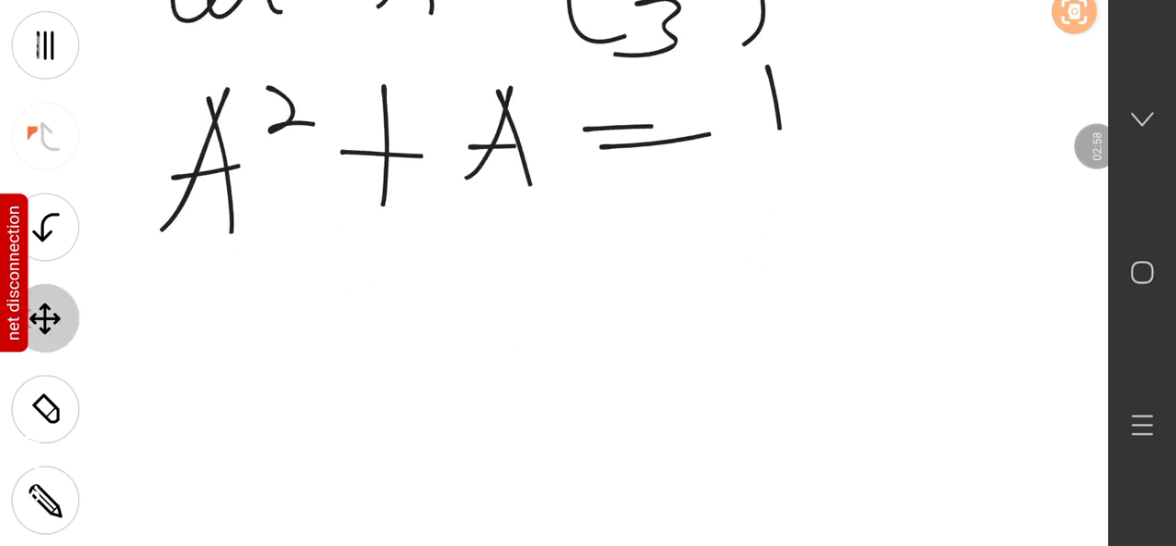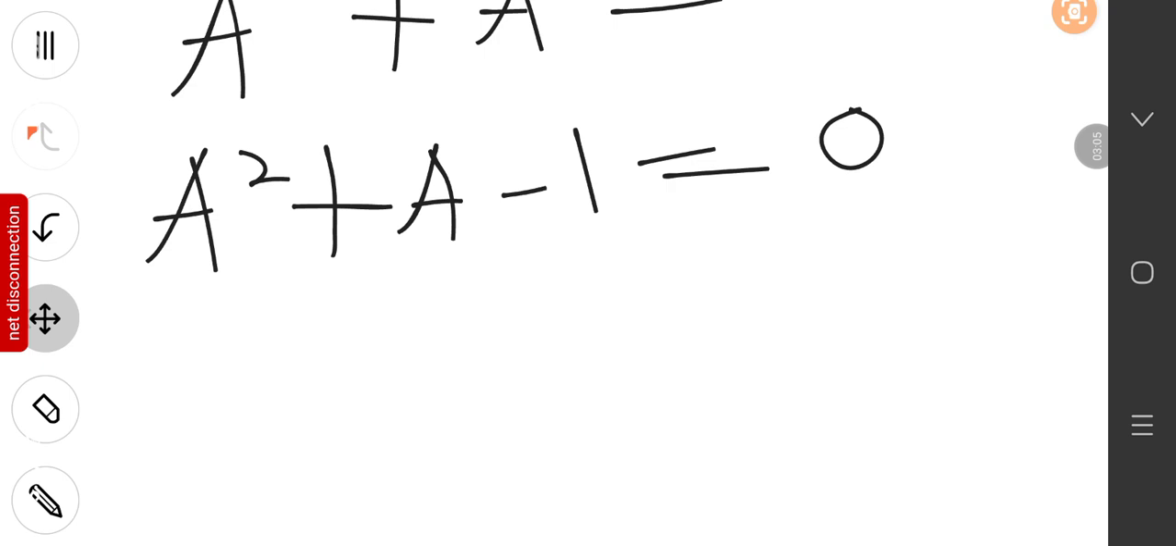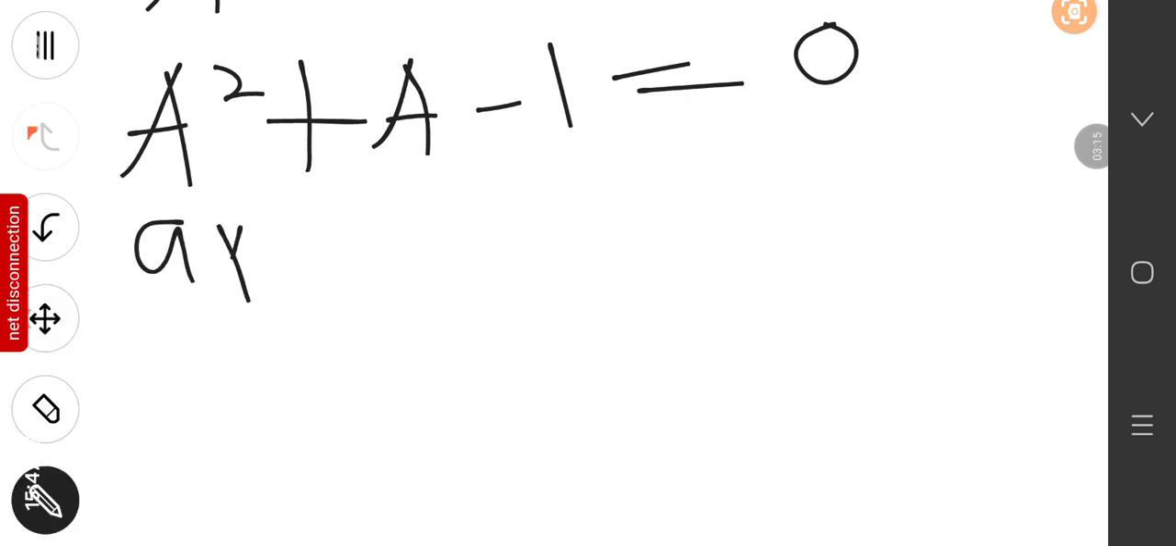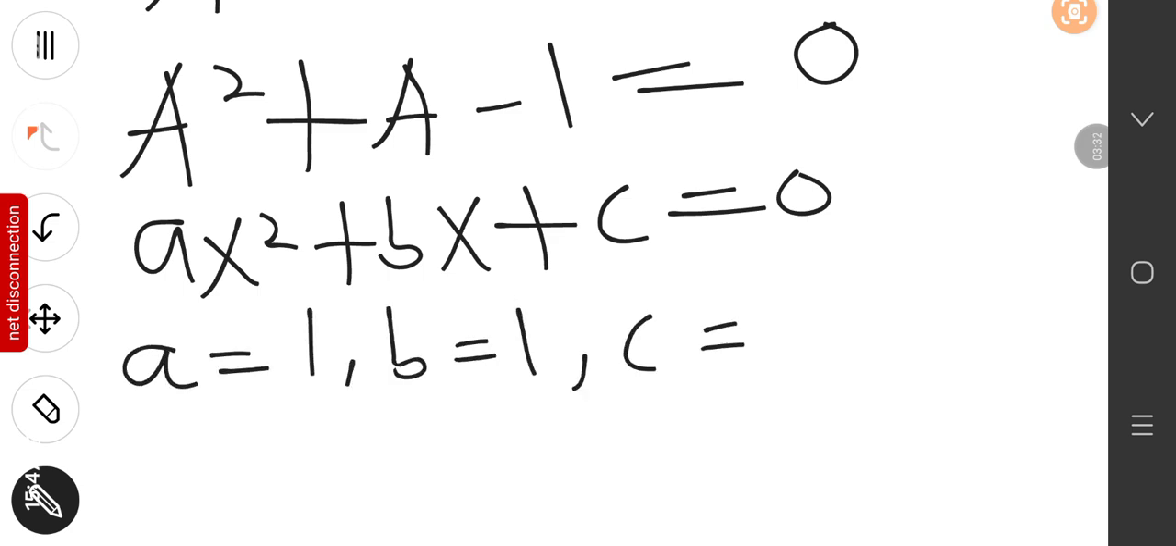Now let's transpose 1. So you have a squared plus a minus 1 equals 0. So you can see what we have is a quadratic equation. So we are going to use the quadratic formula to solve it. Now let's compare our equation to a squared plus bx plus c equals 0 to find the values for a, b, and c. So you can see a equals 1, b equals 1, and c equals minus 1.